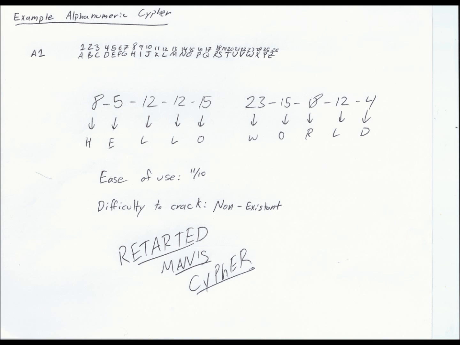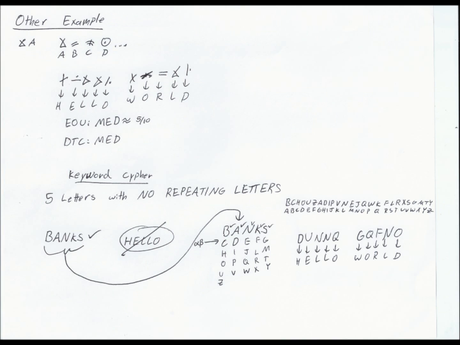The ease of use I gave on this one is 11 out of 10 because it's just that easy to use, and its difficulty to crack is non-existent because it's just that easy to crack. I call this one the simplest cipher, since this is the first thing any cryptographer will look for. If there's numbers, they will try this cipher immediately.